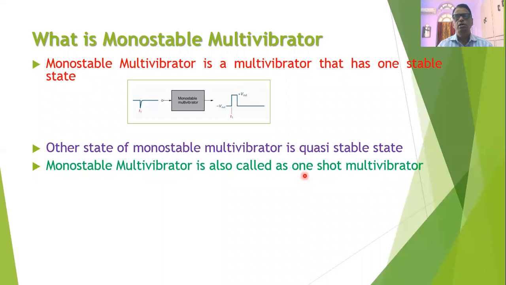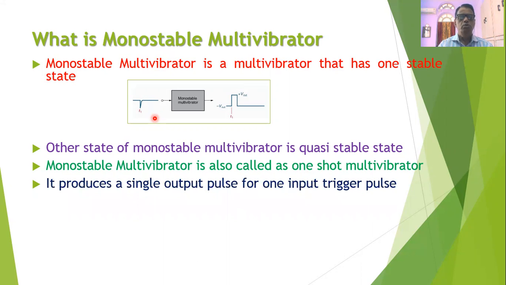Monostable multivibrator is also called a one-shot multivibrator because this circuit requires one trigger pulse in order to generate one square pulse. It produces a single output pulse for one input trigger pulse. So if you want to generate one square pulse again, then you need to apply the trigger pulse again to the input of the monostable multivibrator.